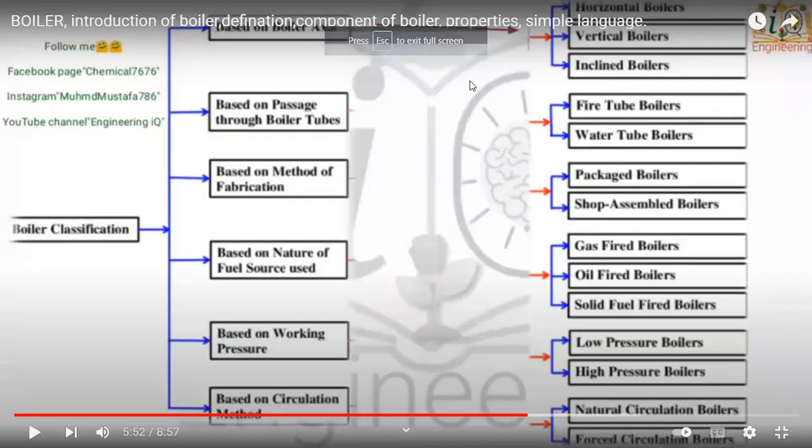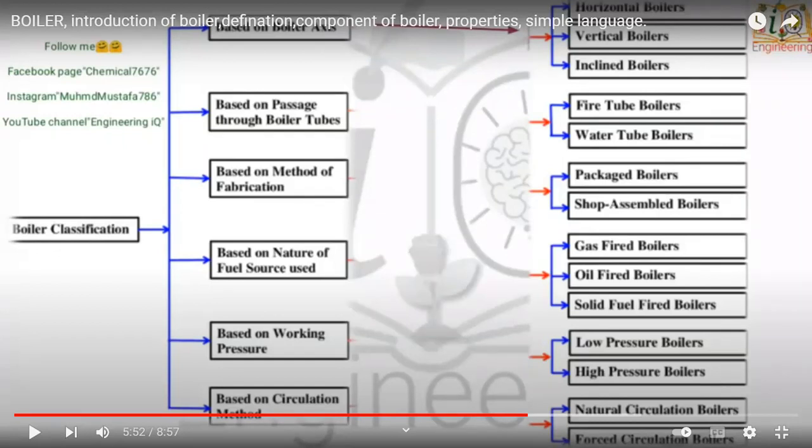So students, here we are discussing the classification of the boiler. The classification of the boiler is based on the boiler axis, that is, how the boiler is installed. That is the horizontal boiler, vertical boiler, and inclined boiler. It is the position of the water drum or steam drum in the boiler.